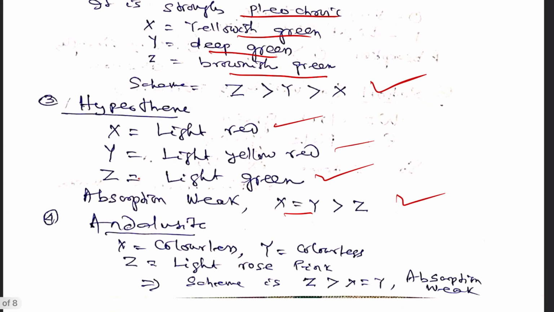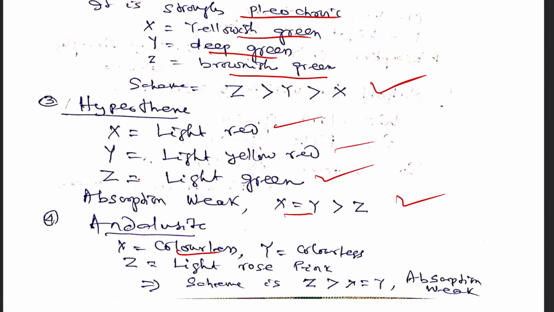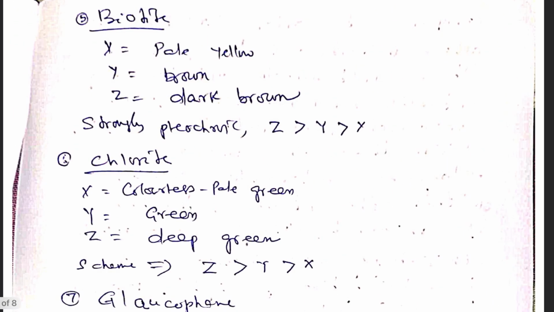Absorption is weak. In case of andalusite, X colorless, Y colorless, Z light rose pink. So Z is more absorbed than X and Y. So this is the absorption formula. Similarly, in case of biotite, X is pale yellow, Y is brown, Z is dark brown. Dark brown is more absorbed than the others. So Z greater than Y greater than X is the scheme.